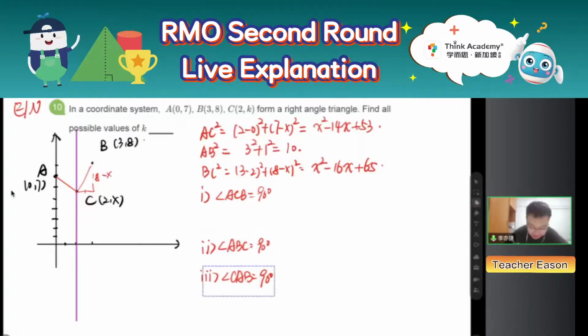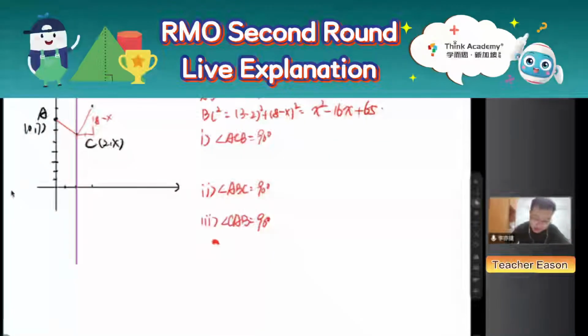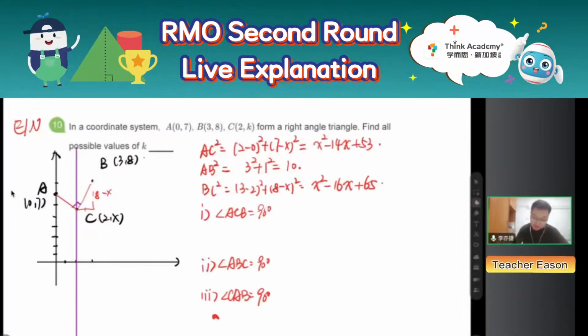Pythagorean theorem to find this x. First, if ACB is 90 degrees, then AB is the hypotenuse. So AC squared plus BC squared, x squared minus 14x plus 53 plus x squared minus 16x plus 65, equals 10.